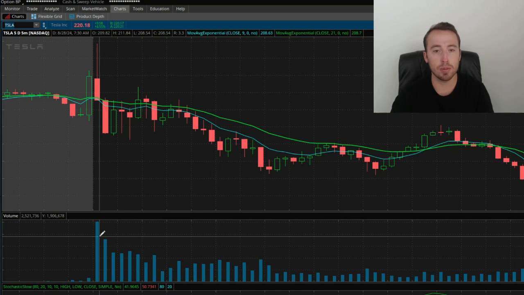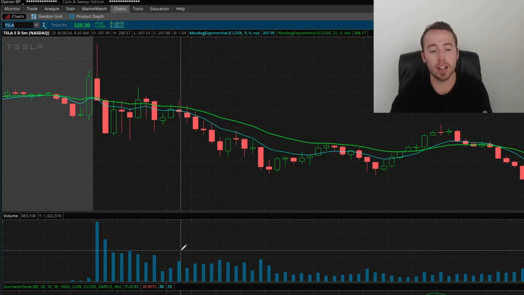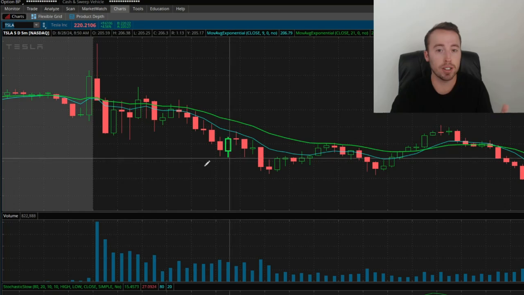And then volume is just basically what is the volume of the contracts or the shares that are happening in that moment on that time frame. And that's basically it for the indicators.